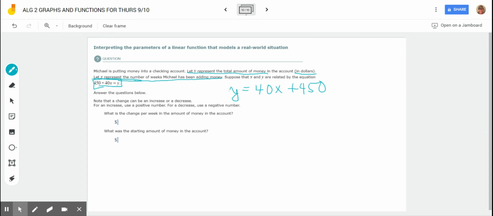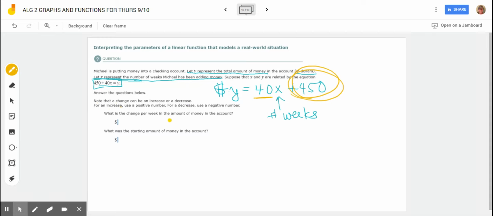Okay, take a look just so you understand. This is the number of weeks because they told you that's the number of weeks. This is the total amount in dollars. Okay, it means he started with 450 and every week he's putting in, this is what the line means, you guys. Starts with 450 and every week he puts in 40 bucks. Answer the questions below. Note that a change can be an increase or decrease. For an increase, use a positive number. For a decrease, use a negative number.